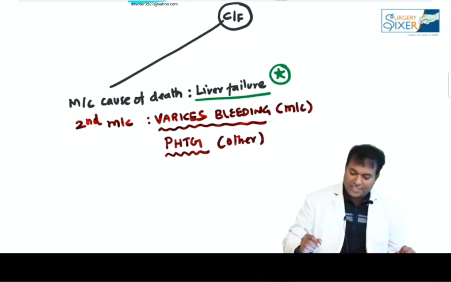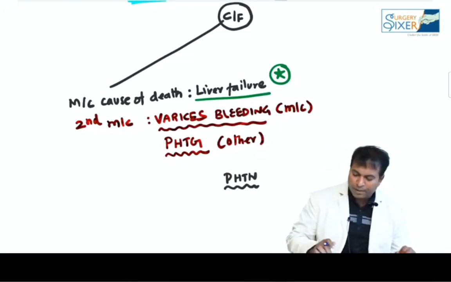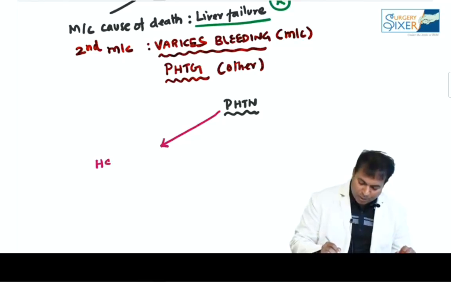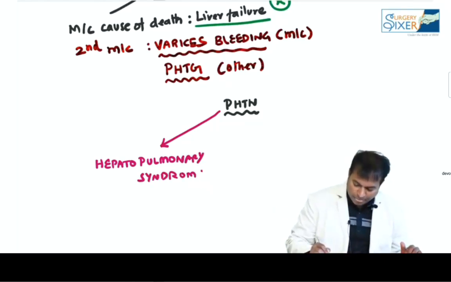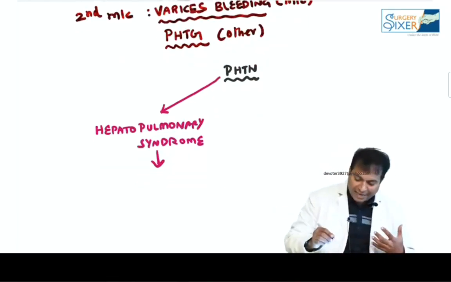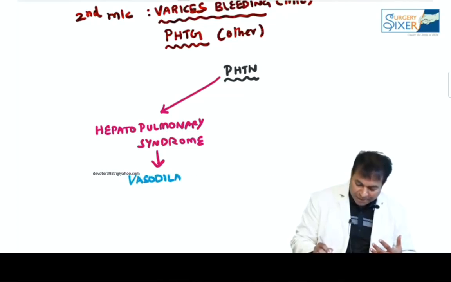And there are some syndromes which can happen in portal hypertension in the long run. What are those syndromes? They are known as hepatopulmonary syndrome. Please understand, because of long-standing portal hypertension, they develop hepatopulmonary syndrome. In hepatopulmonary syndrome, what is seen? The pulmonary vessels are dilated. There is vasodilatation of the pulmonary vessels. Please don't forget this point.